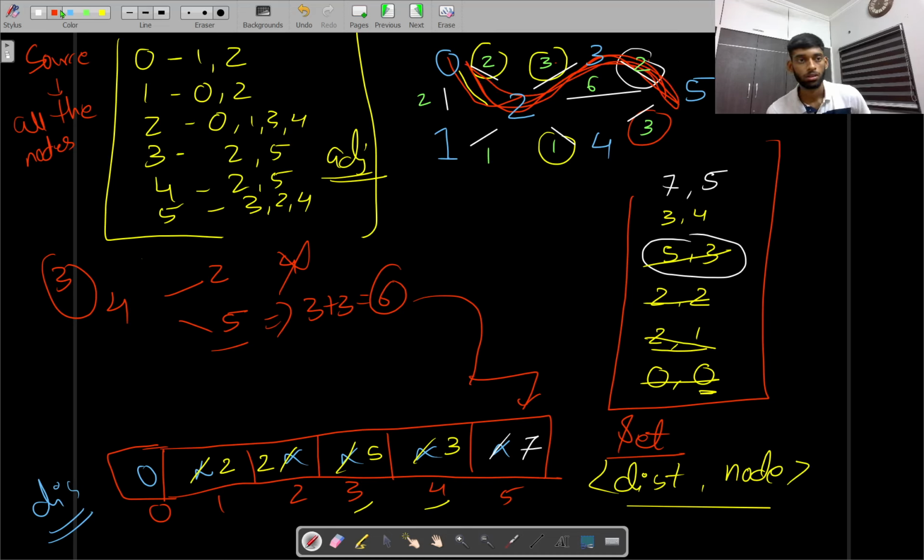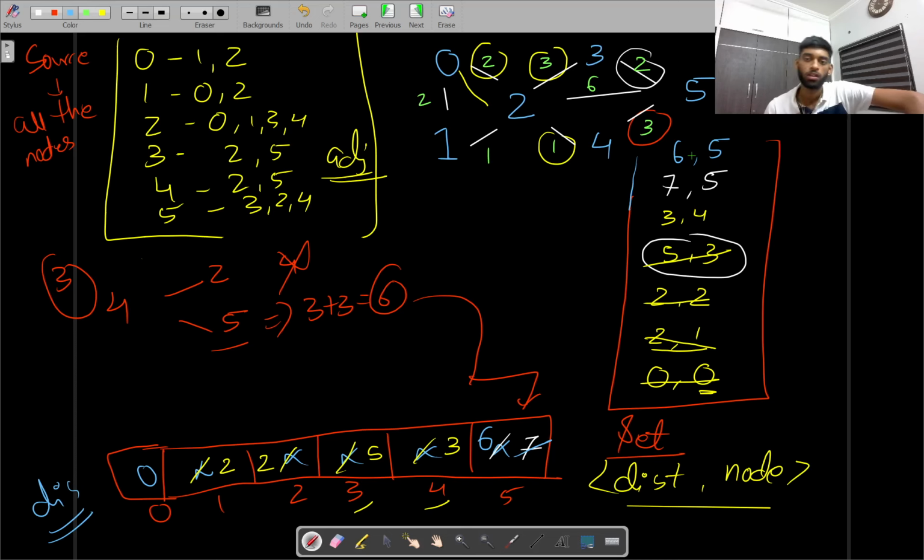But this way is smaller. This is only 3 plus 1, 4 plus 2, 6. So it is lesser. So we will be considering that particular way. Okay. So update it and write 6 here. And as I told you, we will be inserting a value. Distance is 6 corresponding to the node number 5. Okay. Now, then I hope everything is clear to you.